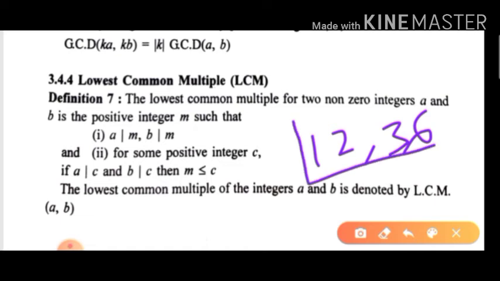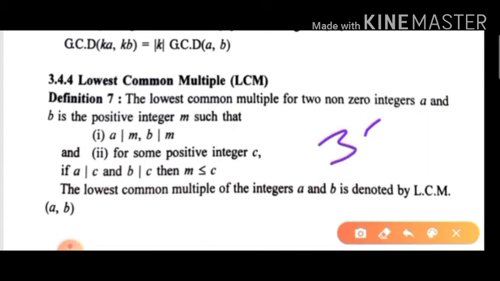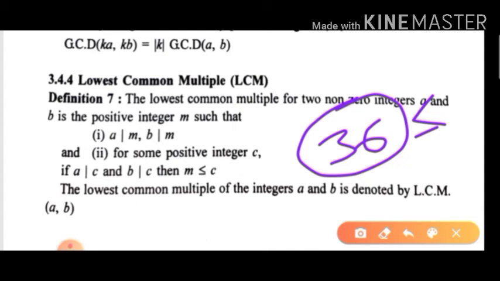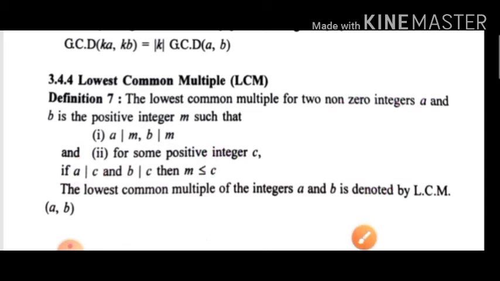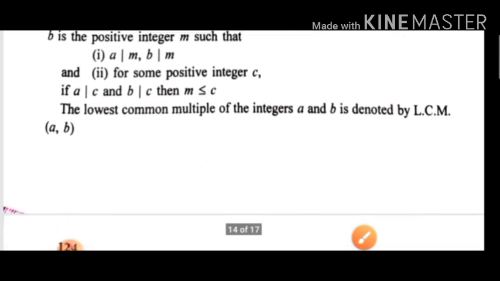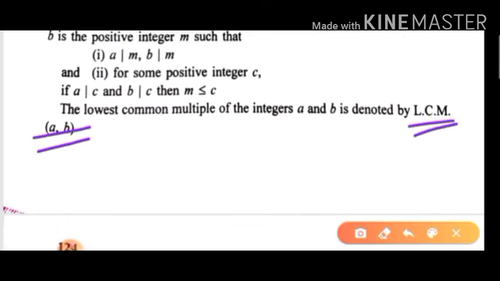We know how to find the LCM. It will be 36. That means their common multiple is 36, and this is the least one. All the other multiples are greater than this 36. So if m is the LCM, for any other common multiple c, m is less than or equal to c. So that means it is the least one actually. Okay, so how do you write LCM of a, b?